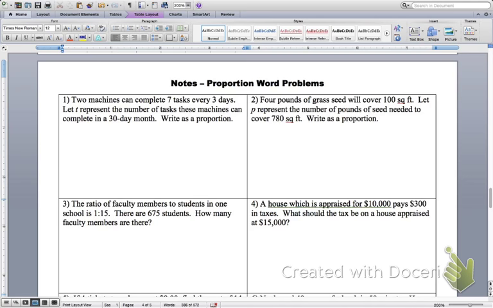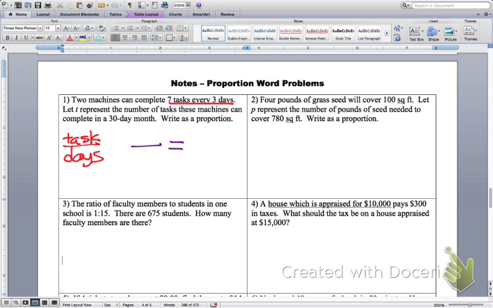So we have 2 machines can complete 7 tasks every 3 days. We're going to let T be our variable that represents the number of tasks. So T for task. The machines can complete in a 30-day month. So we're going to write it as a proportion. So always looking for our main thing of what we're comparing here. Remember, a ratio is a comparison of 2 things. In this case, we can complete 7 tasks in 3 days. So I'm just going to write down what my ratio is going to represent, task versus days. And then I'm going to set up my ratio based off that information.